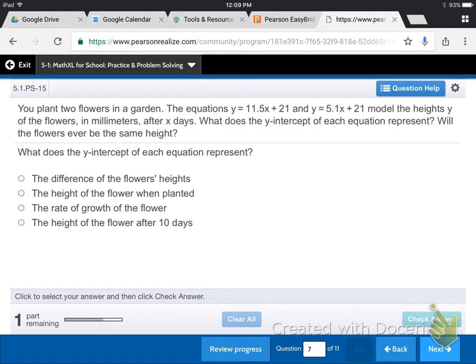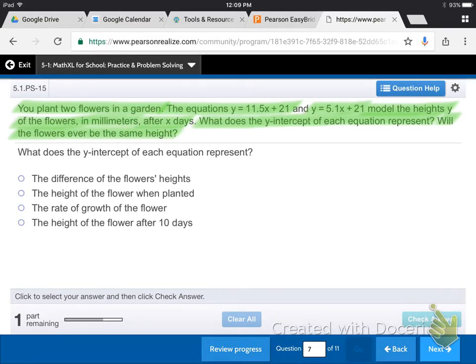Okay, let's try this one. A little different. It says you plant 2 flowers in a garden. The equations y equals 11.5x plus 21 and y equals 5.1x plus 21 model the heights y of the flowers in millimeters after x days. What does the y-intercept of each equation represent? That's the first question we're going to answer, and then in the second part we're going to answer, will the flowers ever be the same height? Okay, that means will the lines cross?